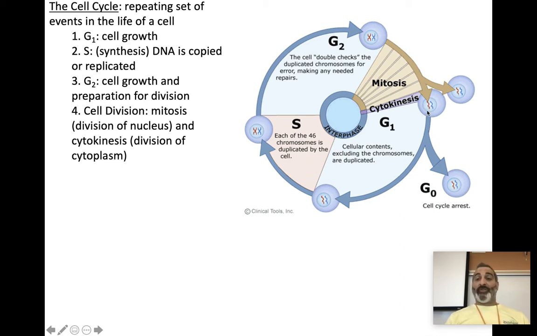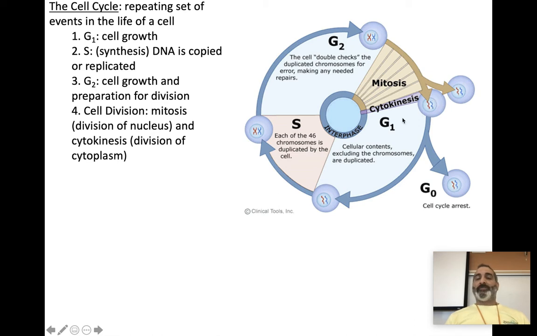The cells go through these parts of the cell cycle: G1, S, and G2, in that order. After they get through them, they go through a process called mitosis, which we're going to cover in more detail later in this lecture. Mitosis is the division of the nucleus. Cytokinesis divides the cytoplasm and then splits the cell into two new cells.